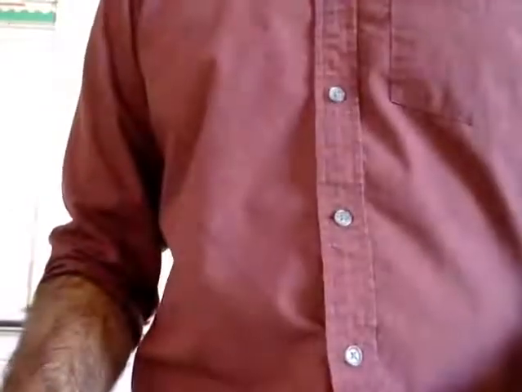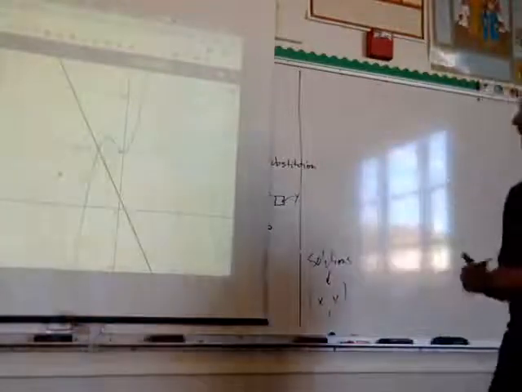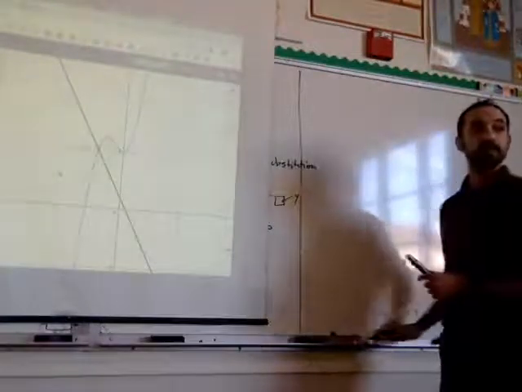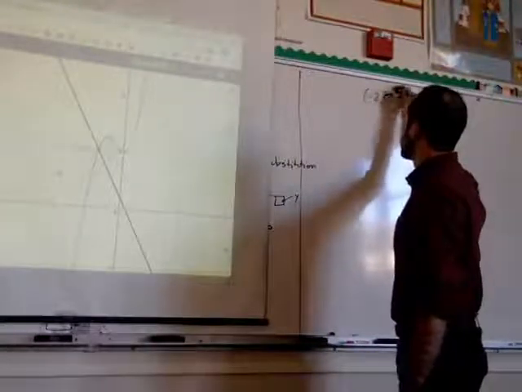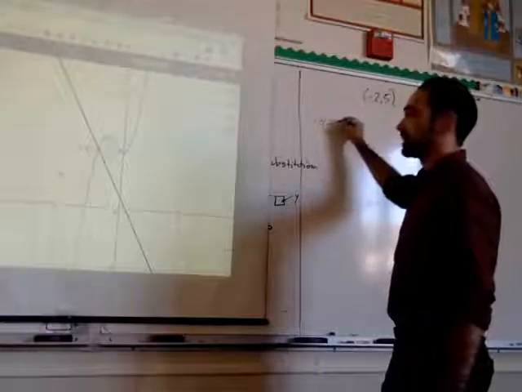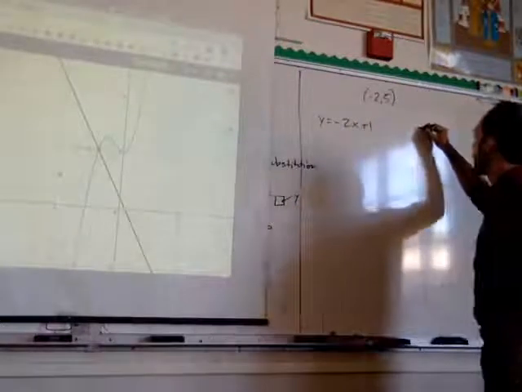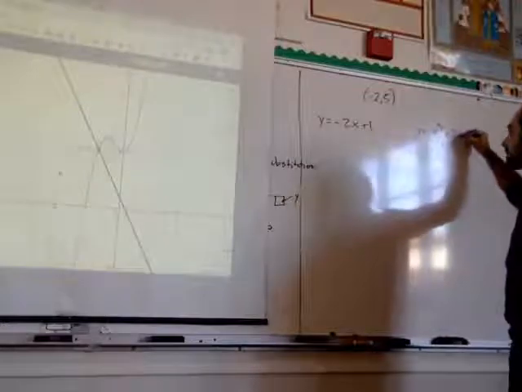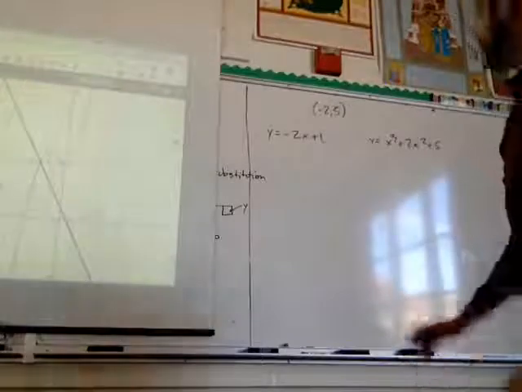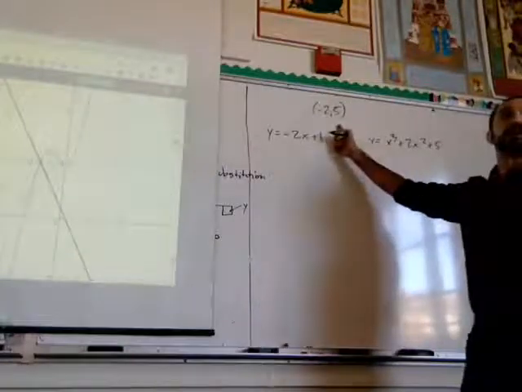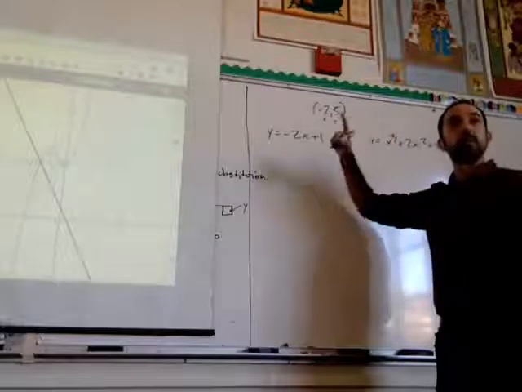So I've come up with our task of testing it. Here's what we're going to do. I know that for this situation, here is my solution. We have y is equal to negative 2x plus 1, and we have y is equal to x to the third plus 2x squared plus 5. So with this, just make sure it's keyed up right. All right, looking at this solution, here's my x and my y.